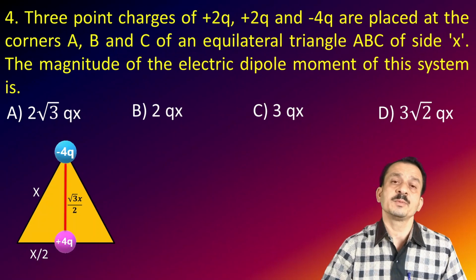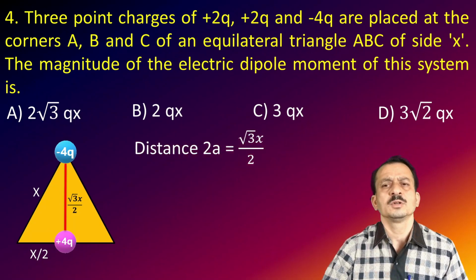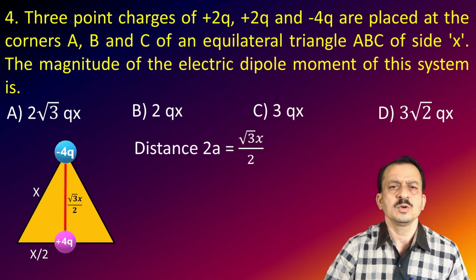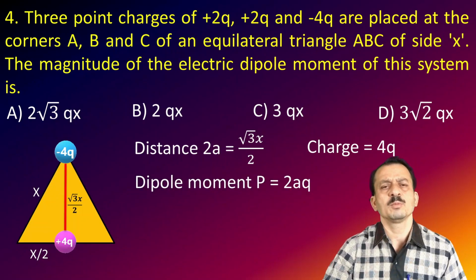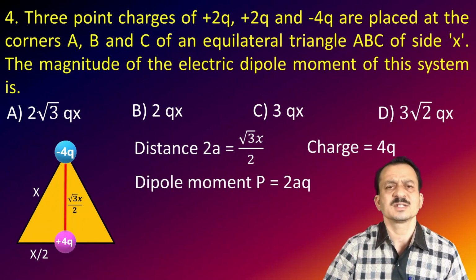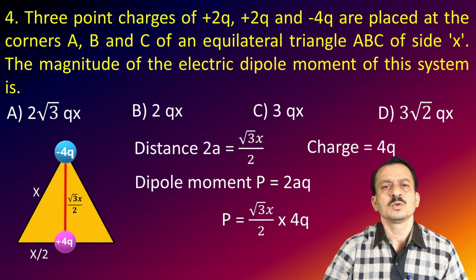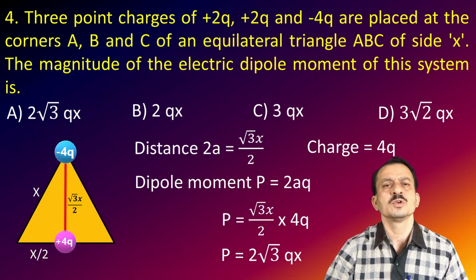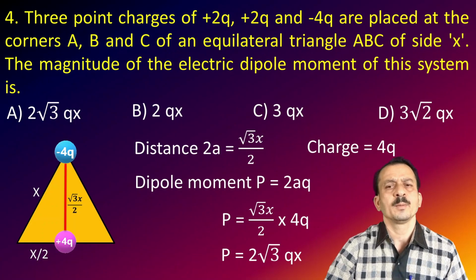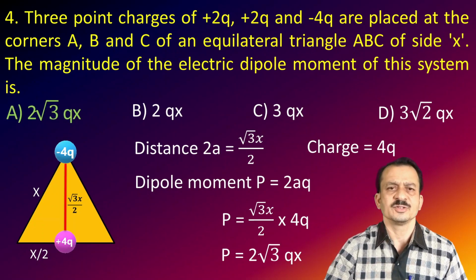Now, what is dipole moment? It is the product of either of the charges and the distance of separation. Now either charge is 4Q, and the distance is 2a, which is equal to root 3 x by 2. Therefore dipole moment is charge multiplied by the distance of separation. 2a is the distance of separation and q is the charge. Substituting the values, 2a is root 3 x by 2 and charge is 4Q. Therefore it becomes 2 into root 3 Qx. So therefore A is the correct answer.